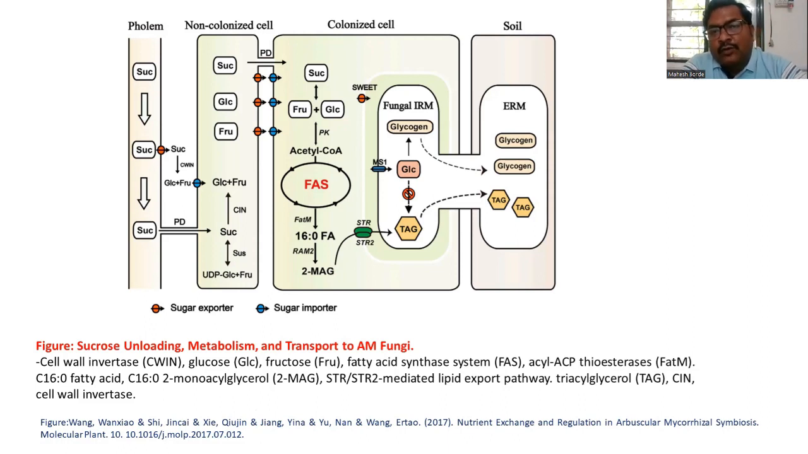So glucose and triglyceride are transported from the plant cell to the fungus, and later on glucose gets converted into glycogen, and it is transported from the internal mycelium to the external mycelium. In this way, the fungus takes up the carbon source. This carbon source is required for their growth. So in the form of glycogen, triglyceride, and glycerol, it will be taken up from the plant by the fungus.